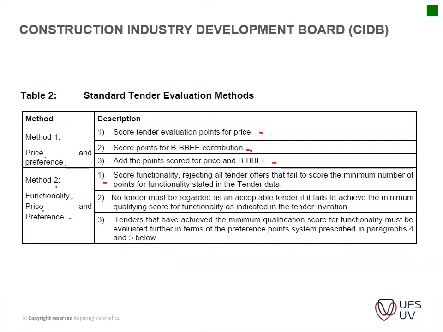the following points. No tender must be regarded as an acceptable tender if it fails to achieve the minimum qualifying score for functionality. Okay, so that just goes hand in hand with 1. Then the tenders that have achieved the minimum qualification score for functionality must be evaluated further in terms of the preference points system prescribed in paragraphs 4 and 5 below. So that is, in short, what was explained here. Okay, so just be mindful of that.